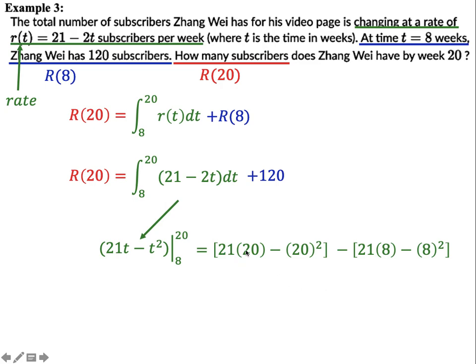Okay, so 21 times 20 is 420. 20 squared is 400. Yes, this is a no calculator problem. You should be able to do that in your head. Now for 21 times 20, I think 20 times 20, which is 400, and then the 1 here is plus another 20. That's how I got the 420 without a calculator so quickly.